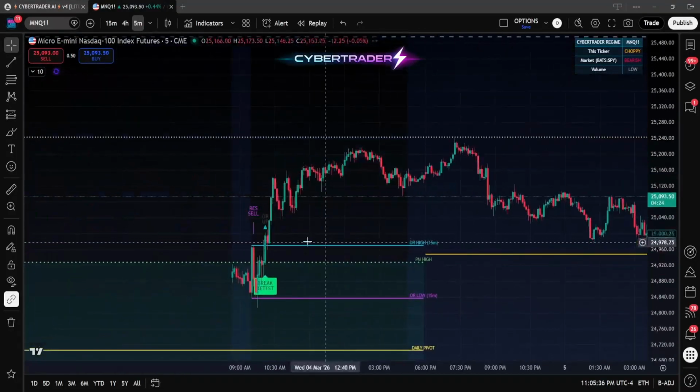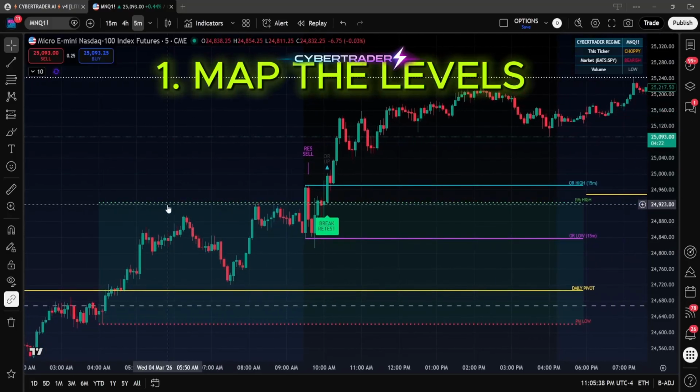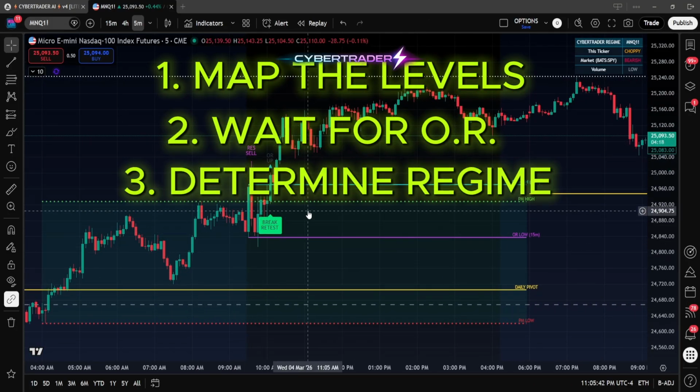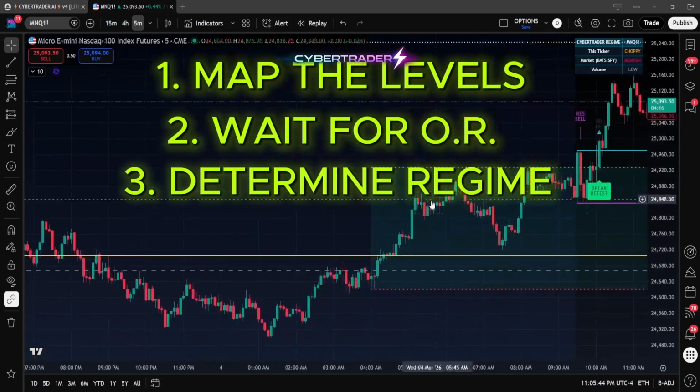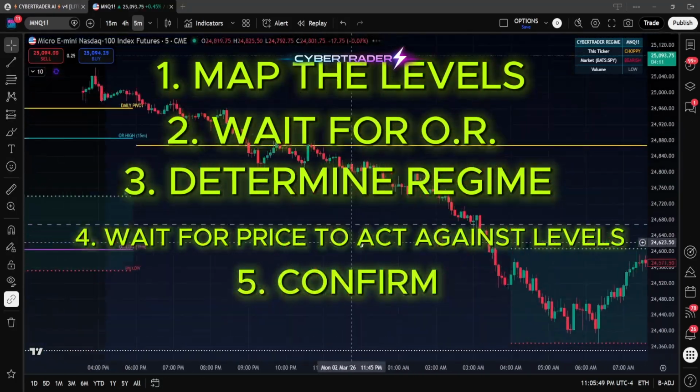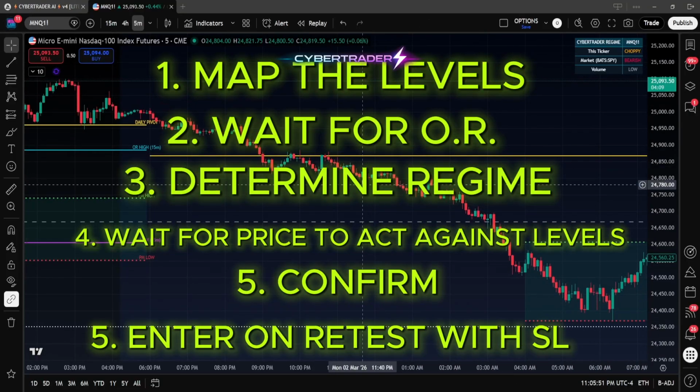So the workflow stays simple. Map the levels. Wait for the opening range to form. Let the market reveal whether it's trending or choppy. Wait for price to interact with structure. Demand confirmation. Then execute with risk control.